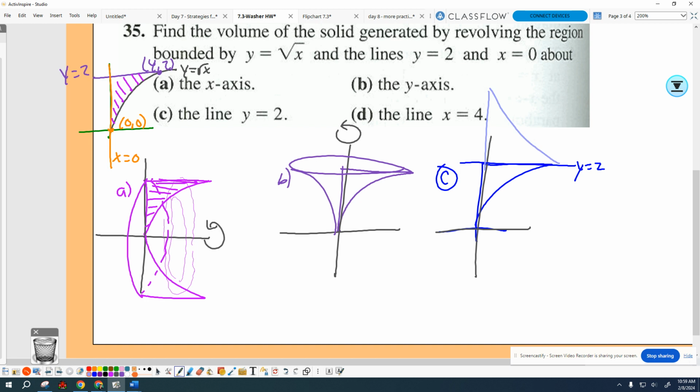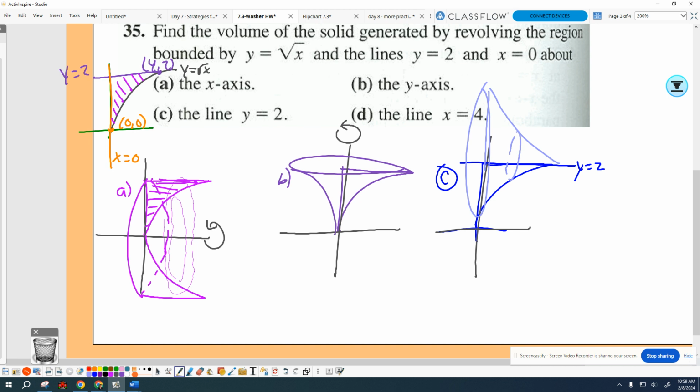Copy the footprint and do the spin. Maybe the same volume? Oh, same triangle. No, this one's much different. That one just has a little. This one has most of it.